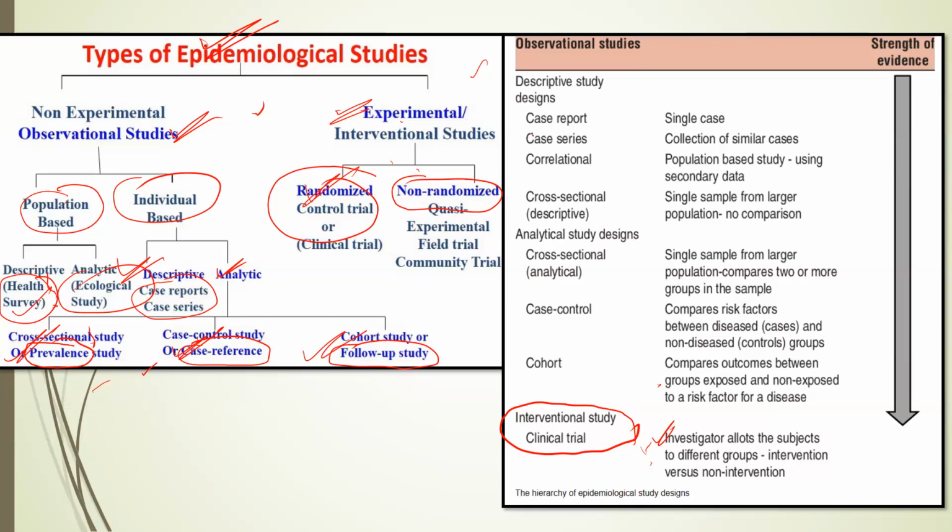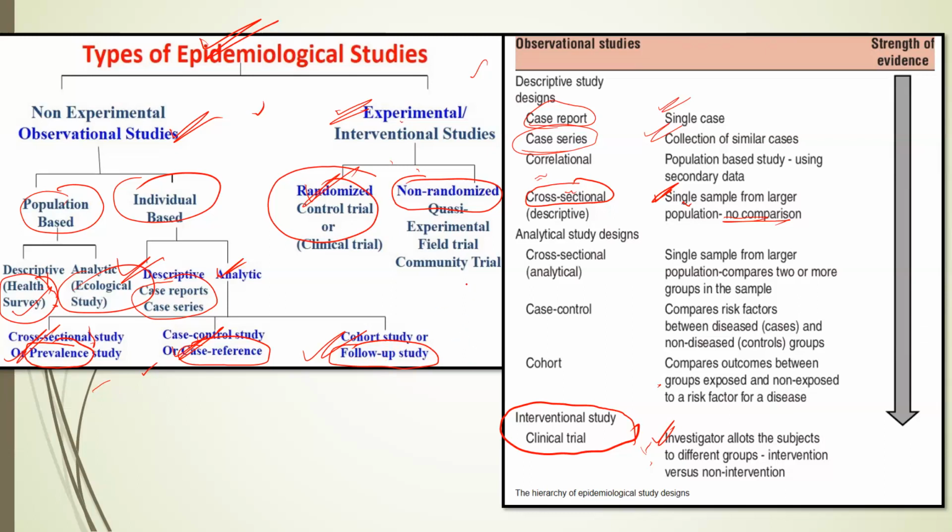Okay. Now let's talk about the other studies. Like I said, case report, you're reporting a single case. And in case series, you're reporting a series of similar cases, which is unusual. Then remember cross-sectional study. Cross-sectional study is a prevalence study. Here you're taking a single sample from a larger population and you're studying. So basically there is no comparison that is done here. So that's the reason it's also called prevalence study, because it helps in determining the prevalence of a particular disease.